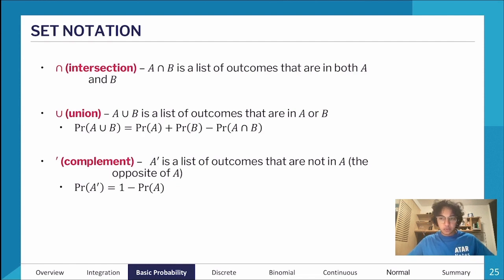Another thing that's super important with probability is set notation. I'm sure you guys would have come across union and intersection before, and it's really useful to explain them in terms of Venn diagrams, but you probably would have seen them with function notation as well.